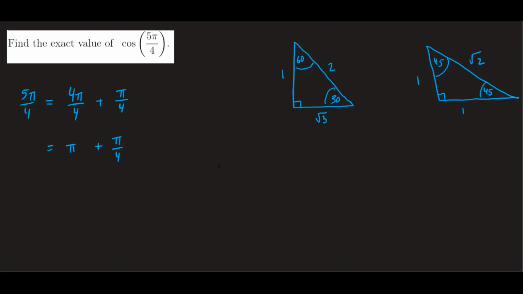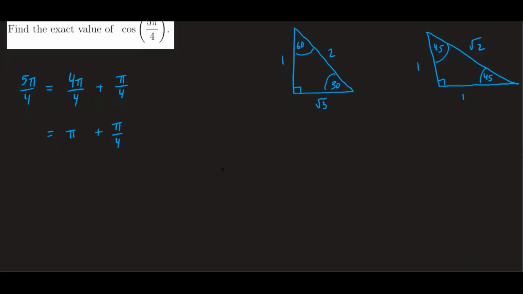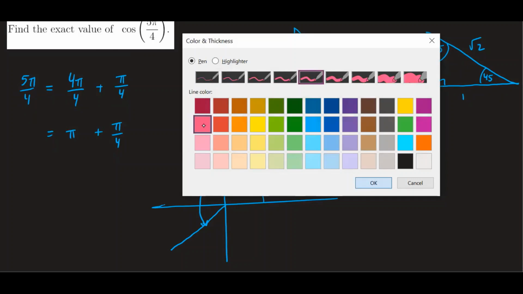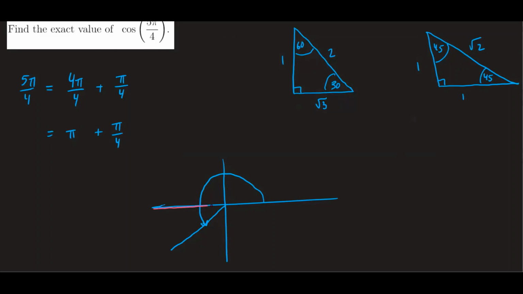Now if I draw this on the xy plane, here's our xy plane, pi is 180 degrees, that's right here, and pi over 4 is right here. So that's where the angle 5 pi over 4 is. We need to look for its reference angle. The reference angle for this angle is going to be this angle right here, which happens to be pi over 4. So that is the reference angle.